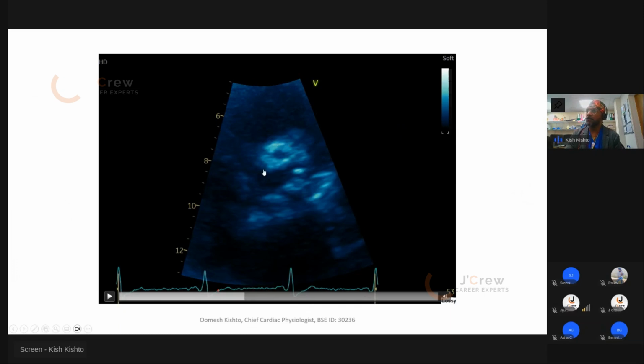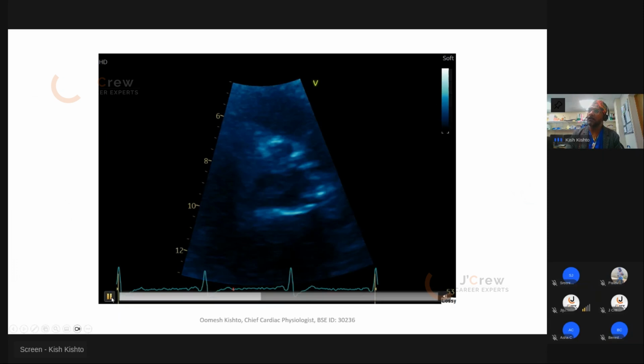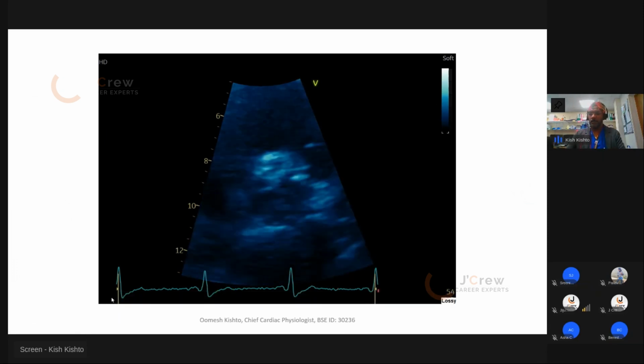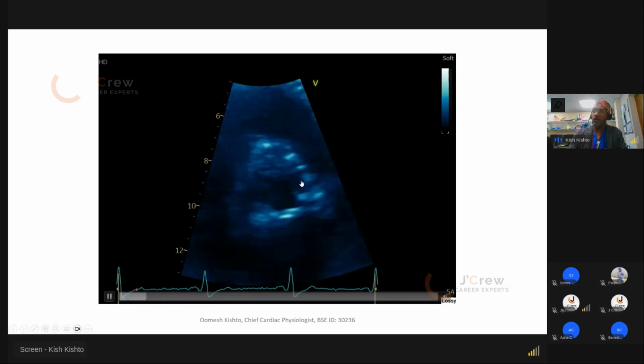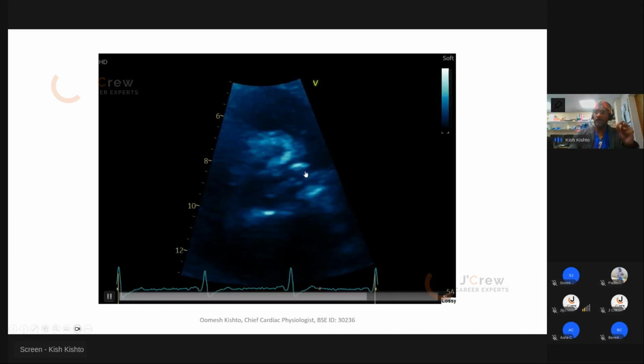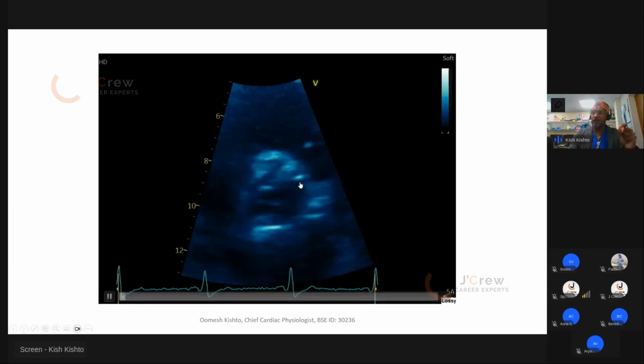So here in this image, this is your right coronary cusp, heavily calcified. This is your non-coronary cusp, and the left coronary cusp is quite small there. So if you look clearly, now I will say this is a heavily calcified tricuspid aortic valve, predominantly the right coronary cusp, which appears heavily restricted.